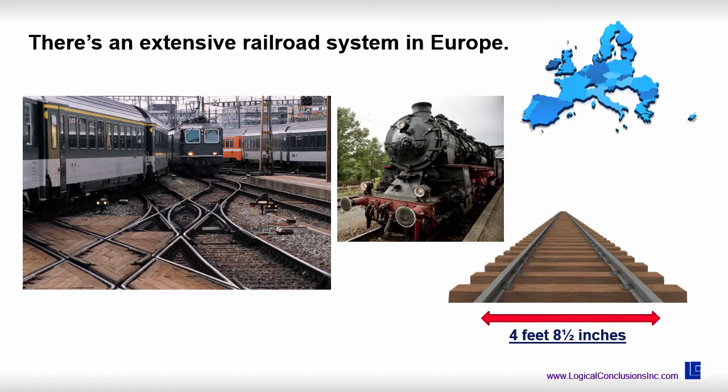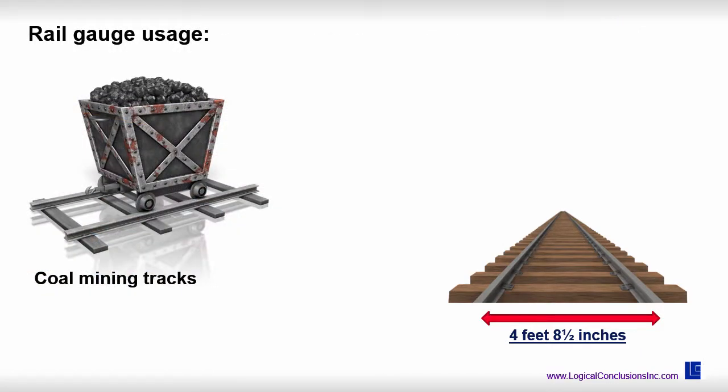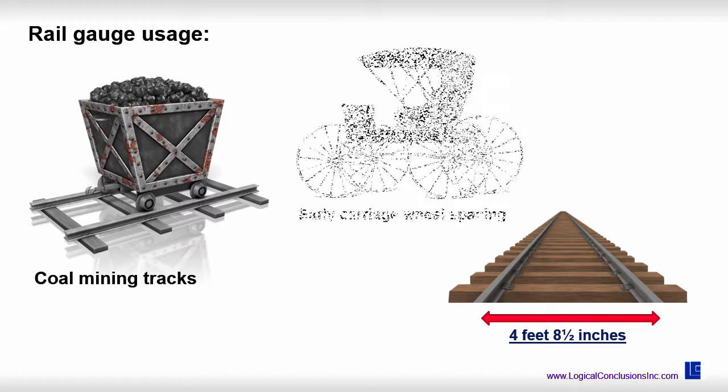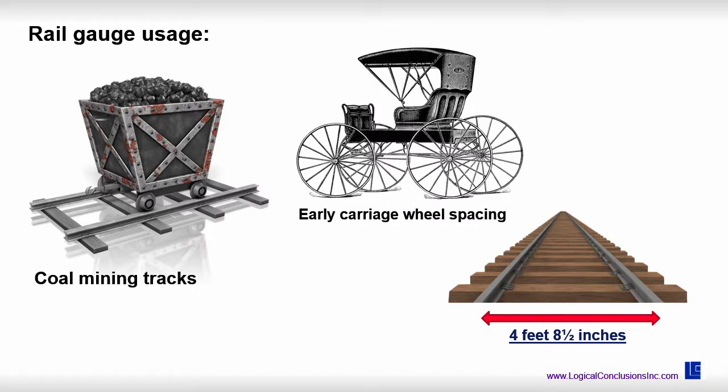You may have heard what I'm about to say. It's been on the internet for a while now. The story seems to be mostly based in fact. The strange rail gauge of 4 feet 8.5 inches is used almost worldwide. It was used in England for the early coal mining tracks, and before that, the carriage makers of England used that specification for the spacing between the wheels of their carriages.